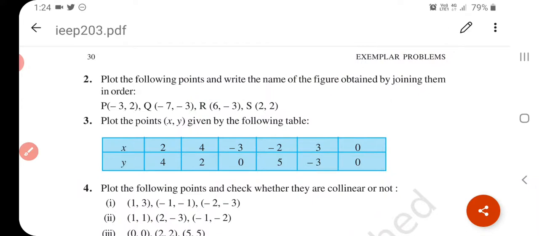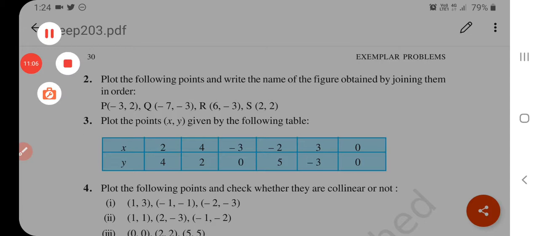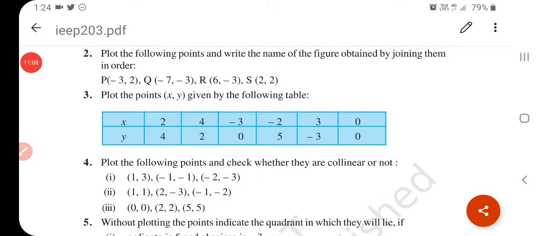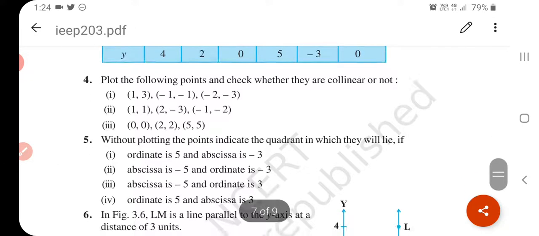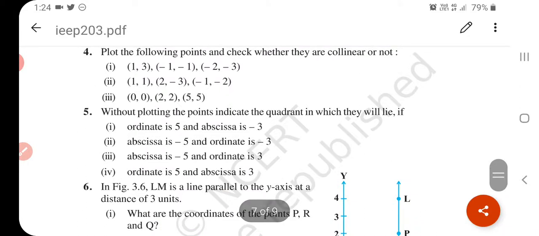Plot the point XY given by the following table. If we have to plot the points, we see the points x and y and plot them on the Cartesian plane. Now plot the following points and check whether they are collinear or not. So you have to plot these points and check if they are collinear or not.